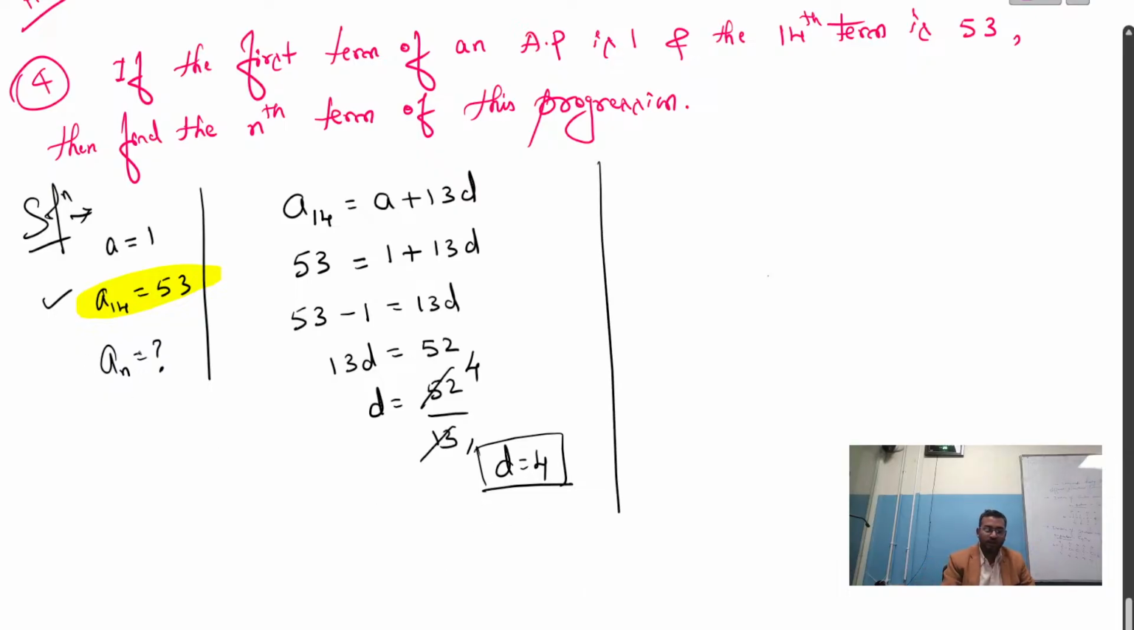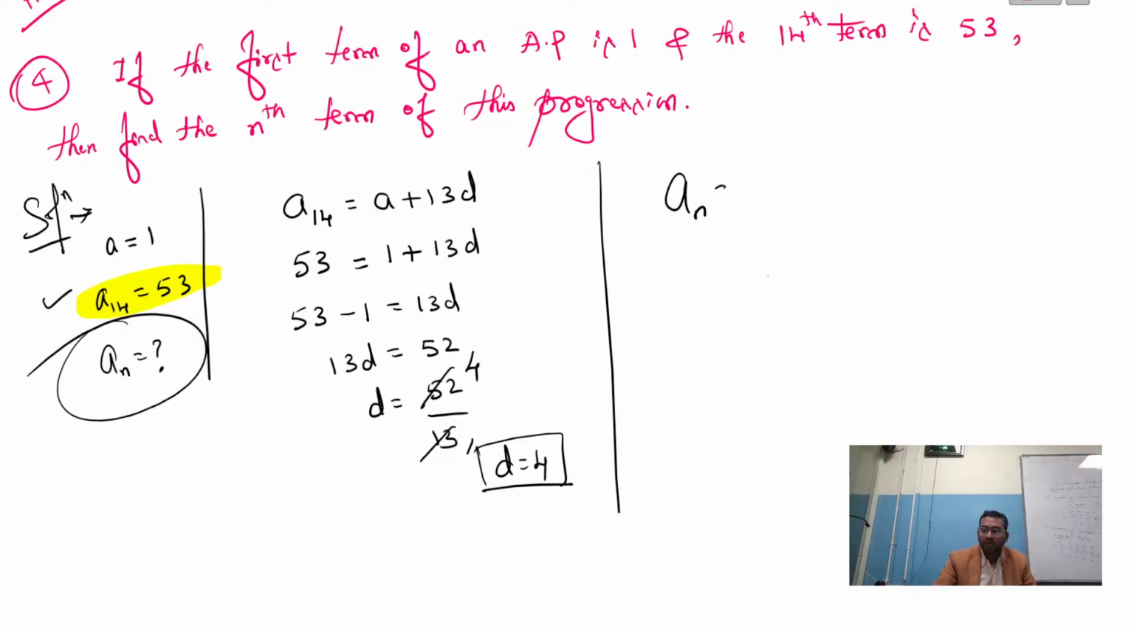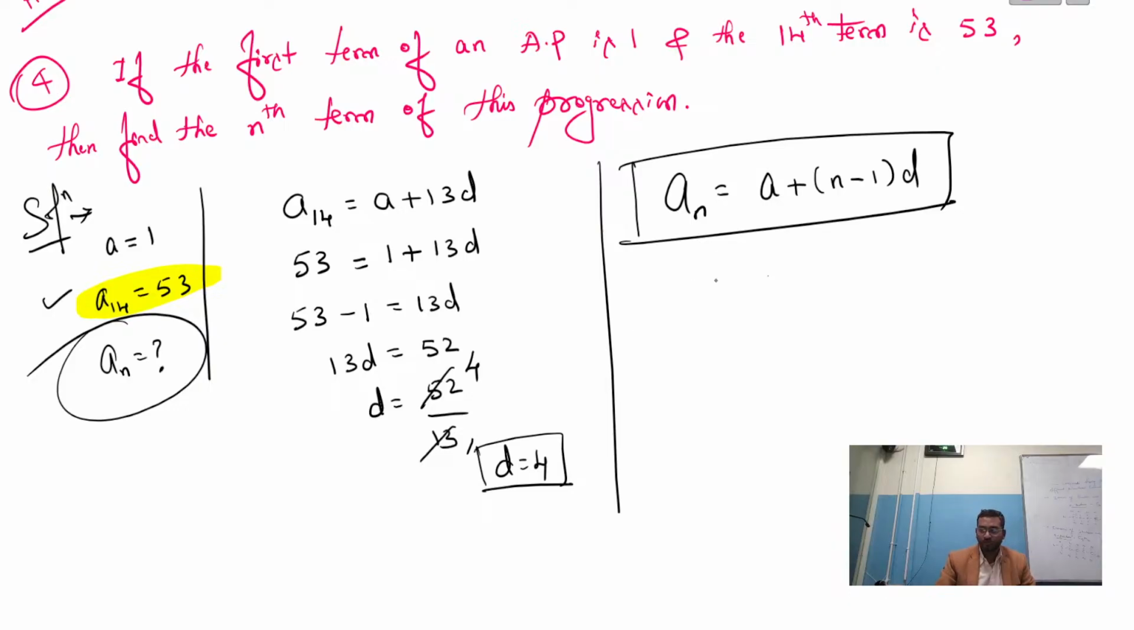Right? We got d. Now what are they asking us to find? Nth term. That is an. So now we can write the formula of an. An can be written as a plus n minus 1 into d. An is equals to a plus n minus 1 into d.